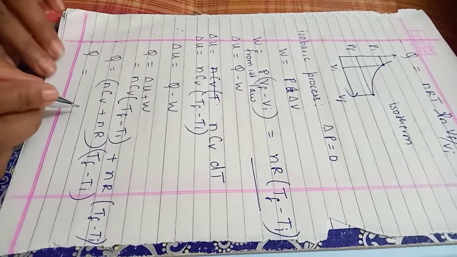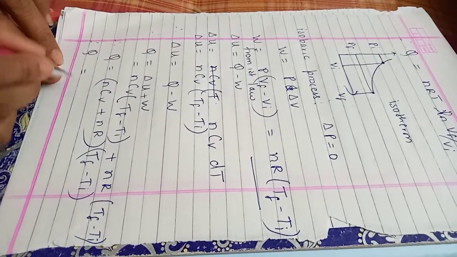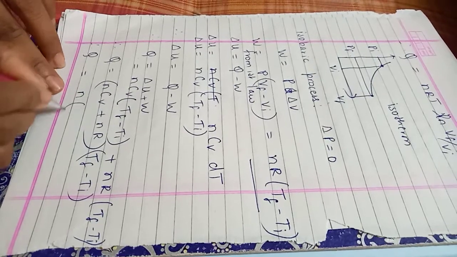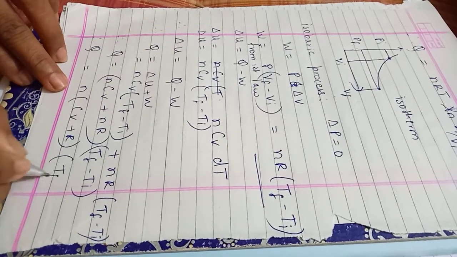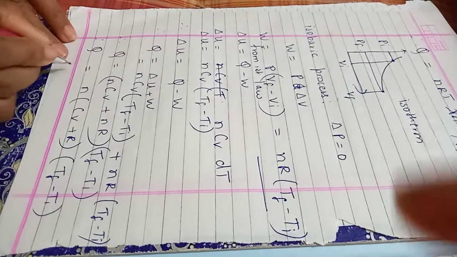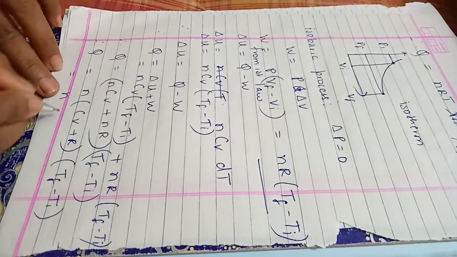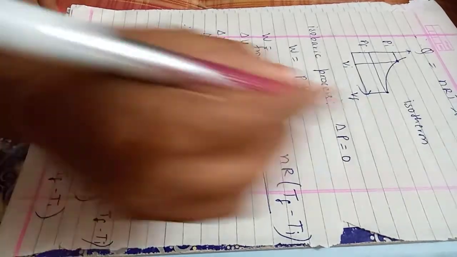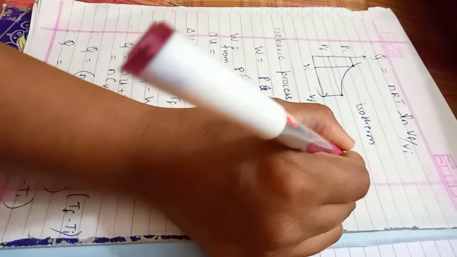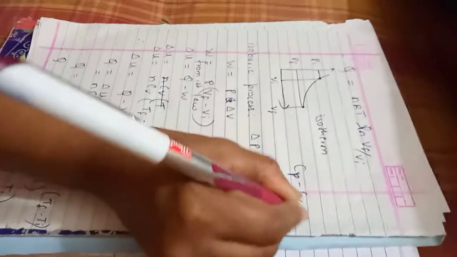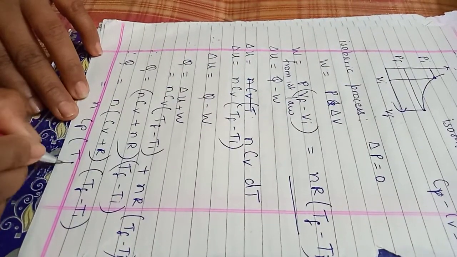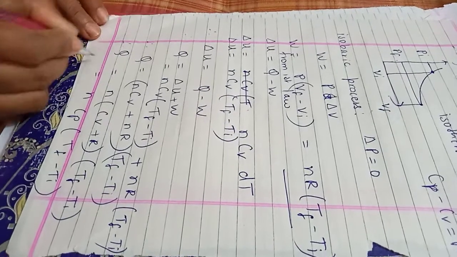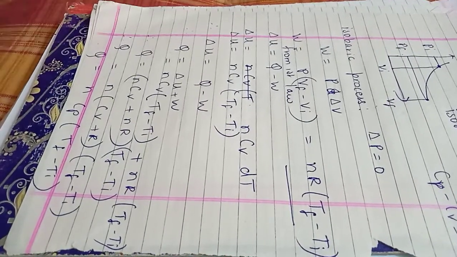Therefore, Q is equal to what? n common, Cv plus R, (Tf minus Ti). That Cv plus R is Cp. How? Because by Mayer's relation, Cp minus Cv is equal to R. Therefore, Cp is equal to Cv plus R. So nCp (Tf minus Ti) is the expression for heat energy.